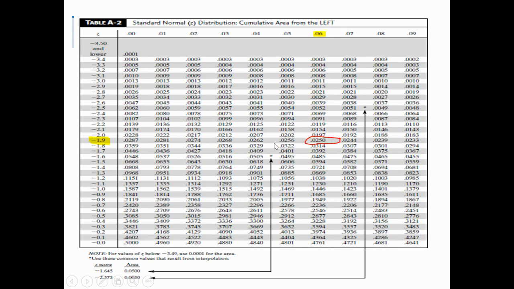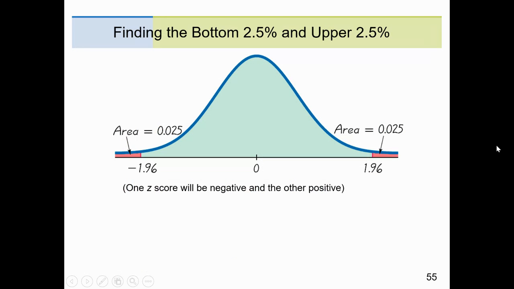All right, there it is, negative 1.96. There's the 0.06. Do you see it? 0.025. You don't always have to use the table, but you can't sleep on it because there'll be times when you have to do it.